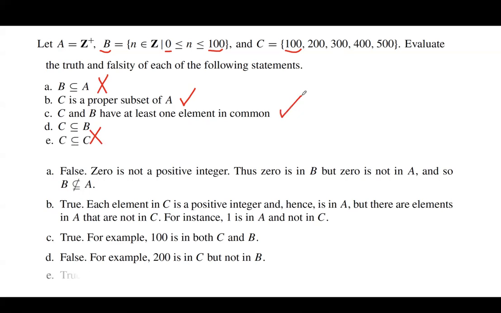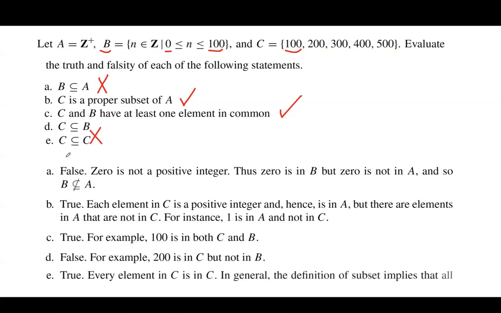Perfect. And we saw that every set is a subset of itself. So the last statement is true. We can say that A is a subset of A, B is a subset of B, C is a subset of C. So it's always true.